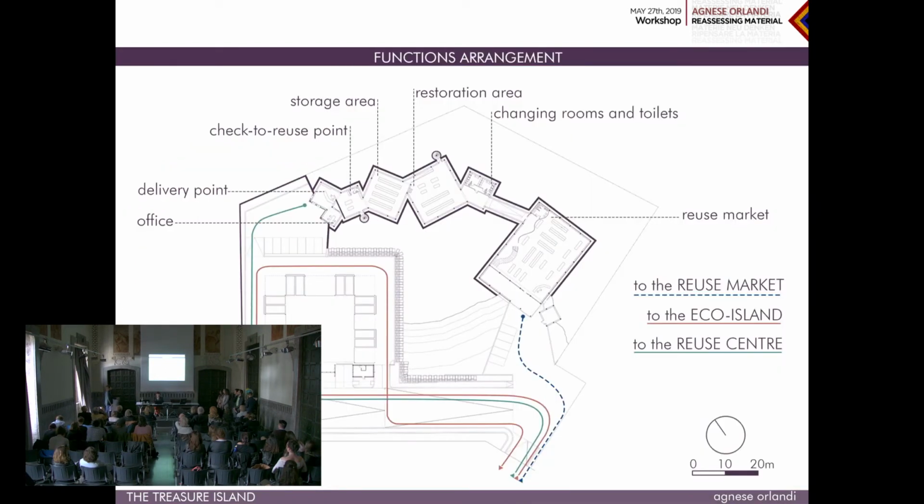And as you can see, the spaces and the functions as well are sequentially articulated in a way that they remind of the reuse phases. So we have the delivery point where the citizens drop off what they want to get rid of. There's an office, of course, connected to the delivery point. And there's the check to use point, a space where workers can check the condition of the goods before storing them, of course. Then there are the storage area, the restoration fixing area, and the changing rooms and toilets connected to the reuse market.